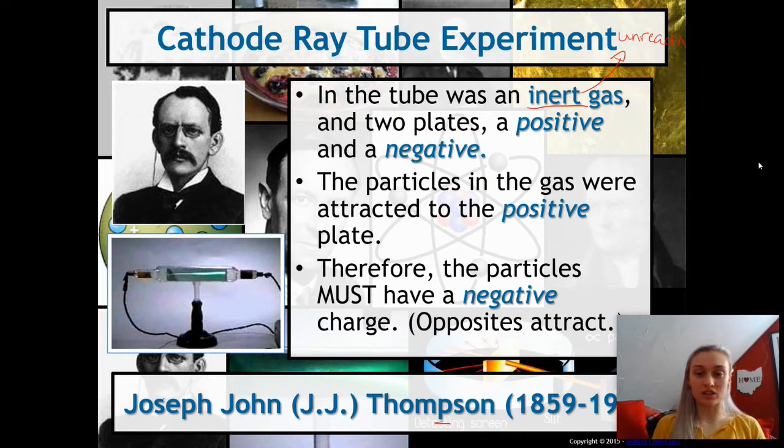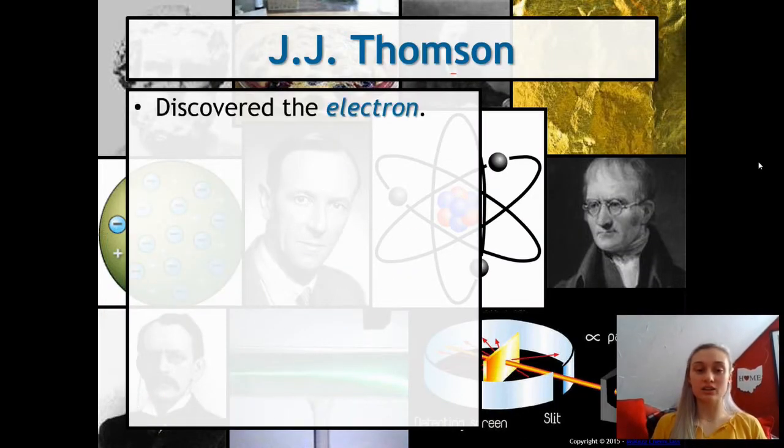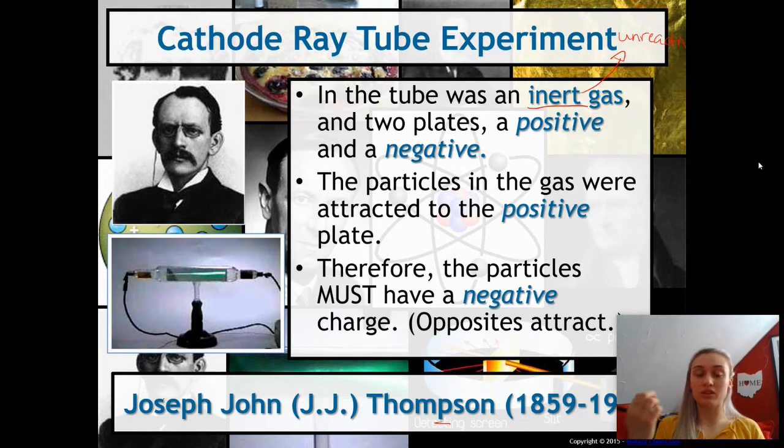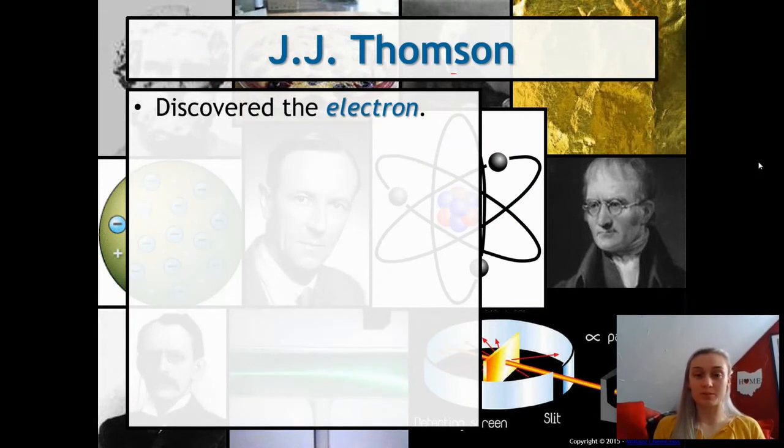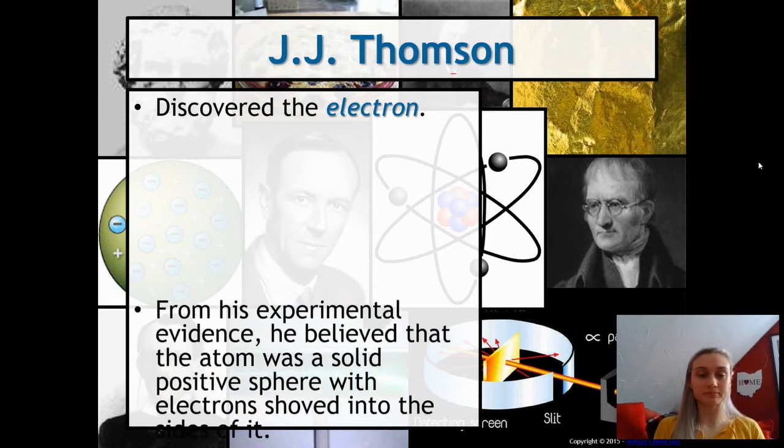And so that leads us to our next slide. It tells us that's how he discovered the electron, because we know electrons are negatively charged. From this experiment, he found that the particles within the atoms of the inert gas were attracted to the positive plate, so they must be negative. So that's how he found these electrons. J.J. Thomson is credited for discovering electrons from his cathode ray tube experiment.